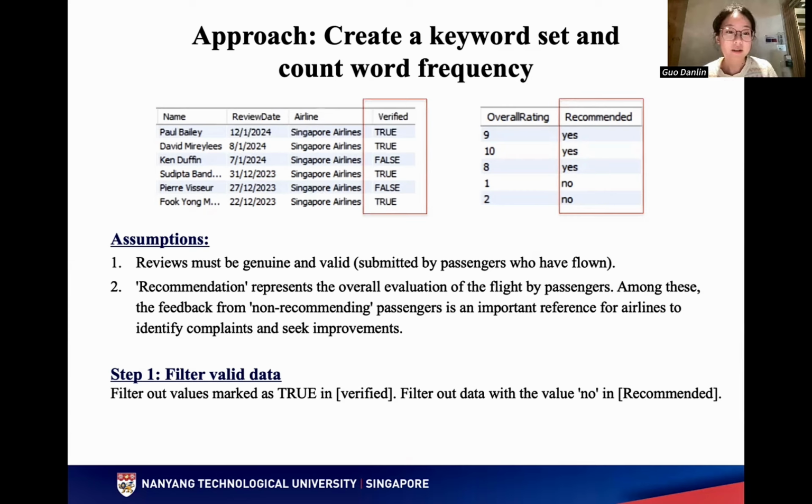So our step 1 is to filter valid data. Filter out the values marked as true in verified, and data with a value of no in recommended.